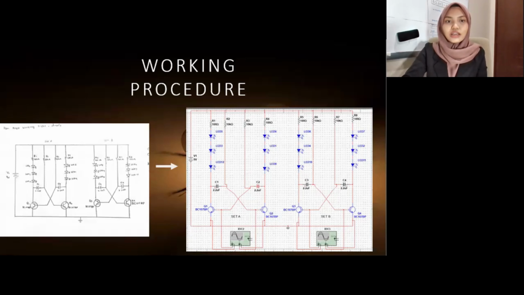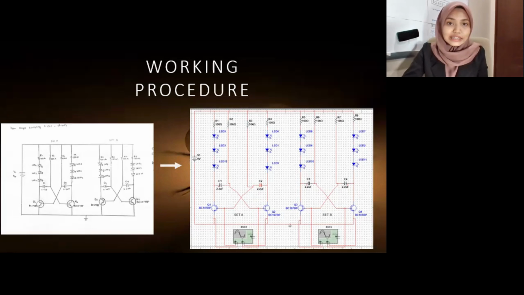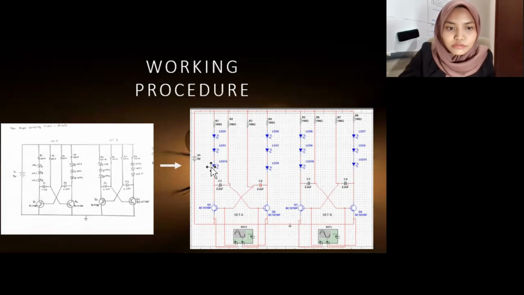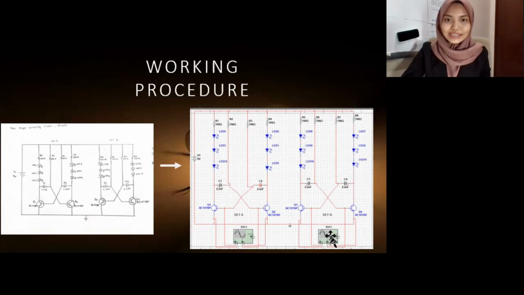Okay, first, we sketch a diagram for our circuit. This ensures that we follow our plan to implement the bipolar junction transistor in our Multisim. Then we applied our sketch diagram to Multisim. We placed a 9 volt voltage source, BC107BP, which are these transistors, 4 capacitors, 12 LEDs, 8 resistors, and 2 oscilloscopes to show the waveform of our circuit.